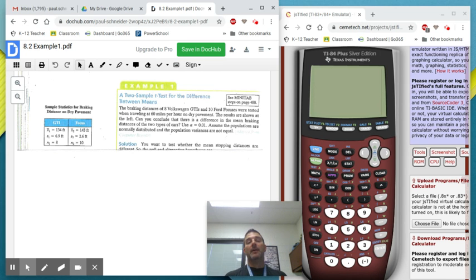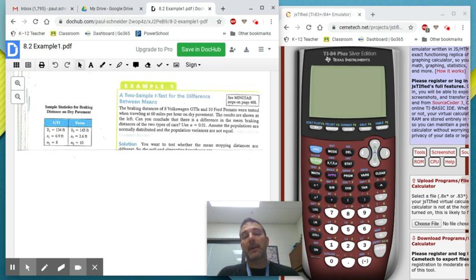Let's dig into example one here. Some background: the overarching way that we're going to do these problems is the same as what you've done in chapter 8, section 8.1, and you're going to see that as we work through example one. But we're going to change to the t-distribution. We're going to do a t-test for two samples.